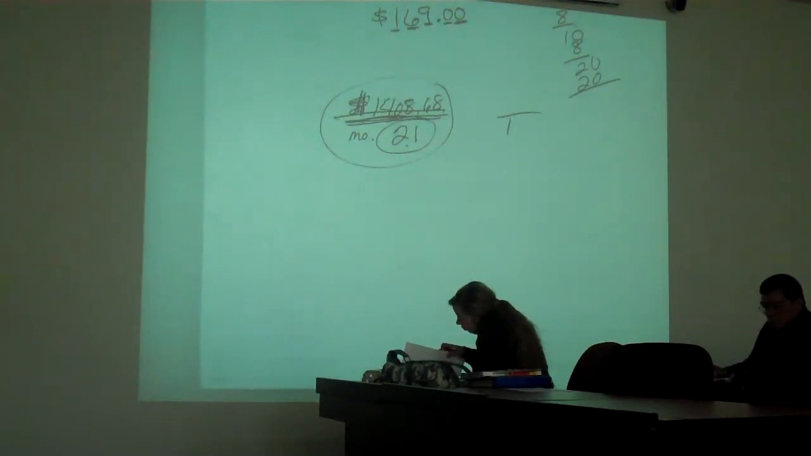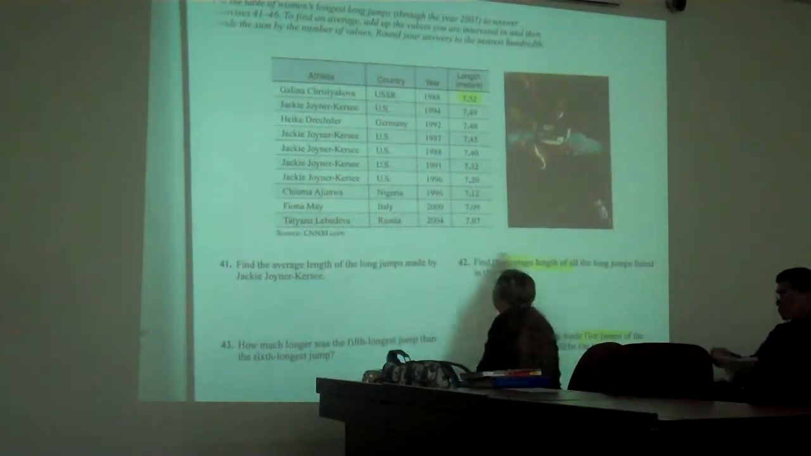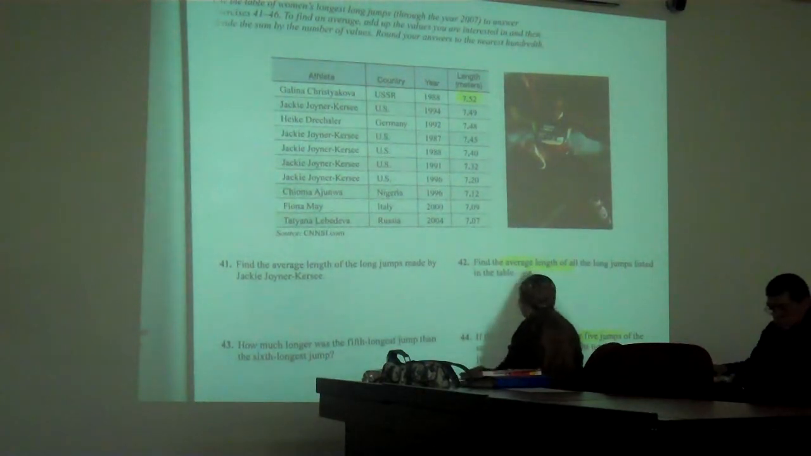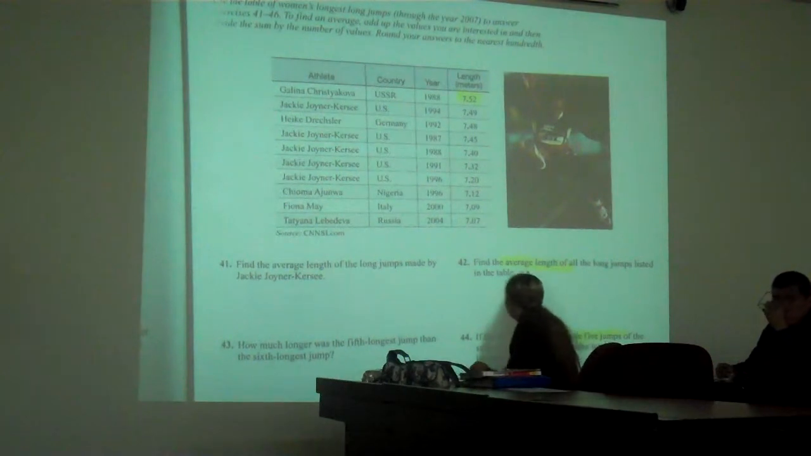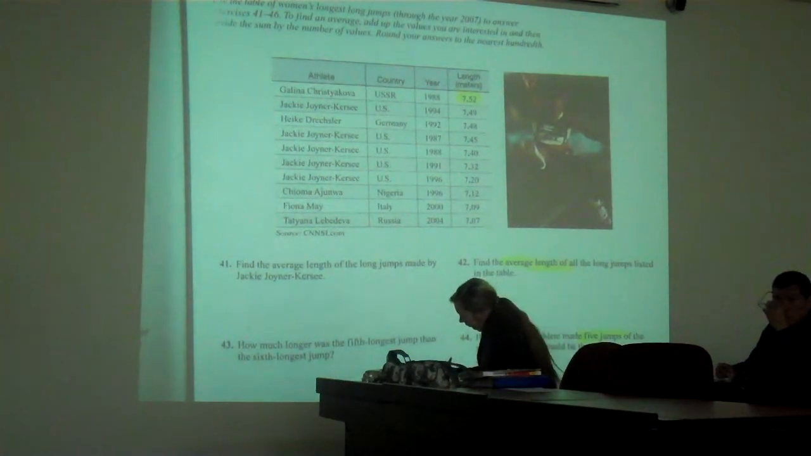I've got some parts here highlighted to make sure you understand the average length of all the long jumps listed in the table. You know how to do average length? Do you know how to do average with your grades? If you had a list of your grades, you would add them up and divide by how many grades, right? That's how you do all your averages. You always add them up, divide by how many.